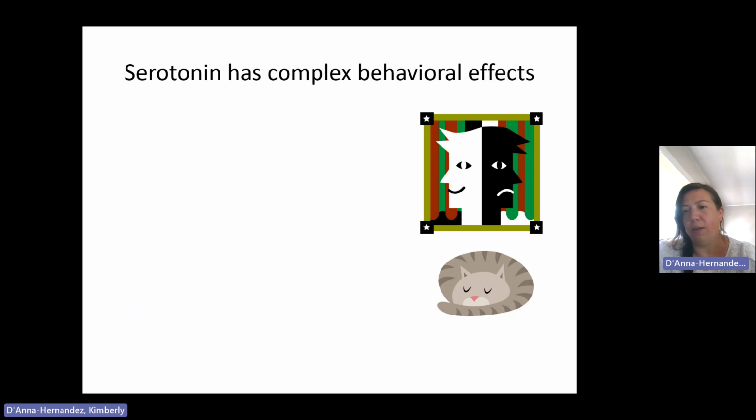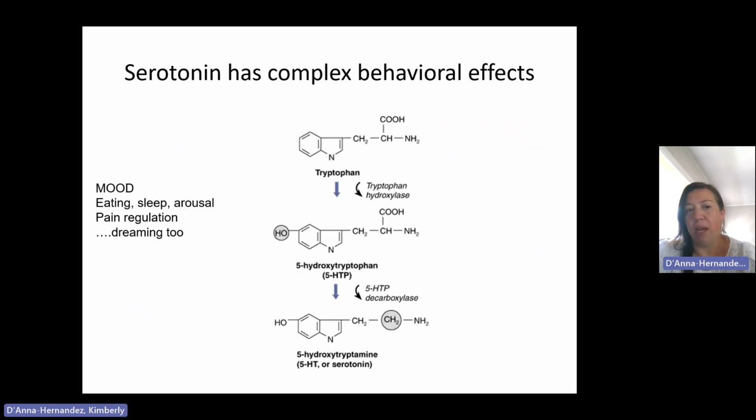Now we have serotonin, which is an indolamine, which is derived from something else. And this is derived from tryptophan. So it becomes tryptophan, 5-hydroxytryptophan, and then 5-hydroxytryptamine. We call it serotonin. I don't actually know the history behind that. Or I've called it 5-HT.